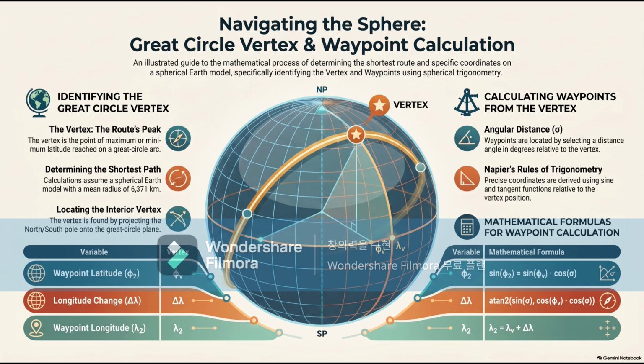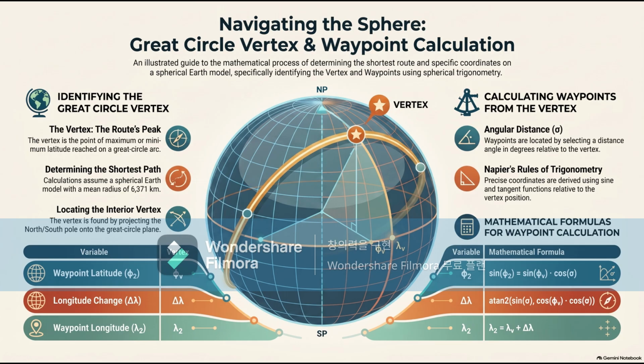Exactly. But that only explains the up and down position. A waypoint obviously requires two coordinates. Right. You need longitude, too. We need the left to right. And when we look at the longitude formula in the source material, it's really not just straightforward addition. No, it's quite complex. It's asking for a delta, like a difference.